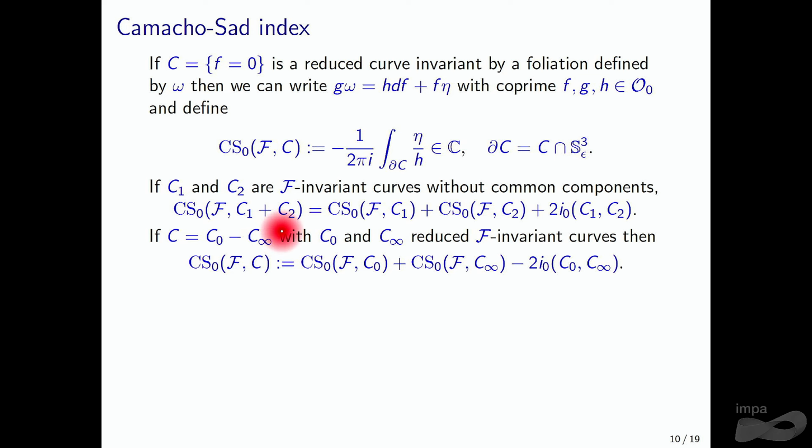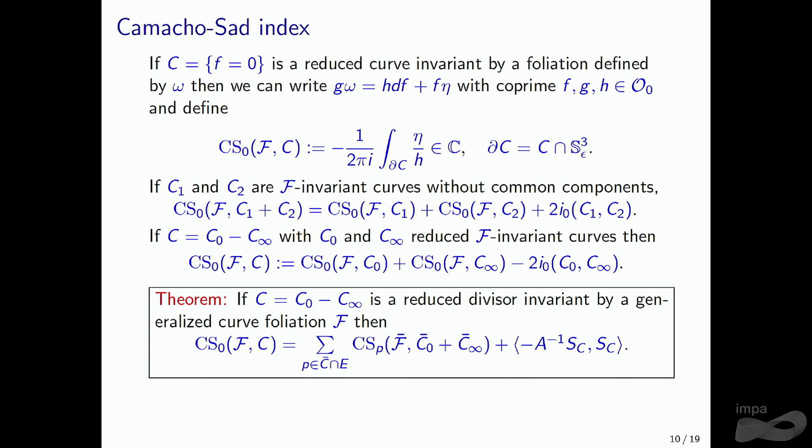The Camacho-Sad index of a sum of curves behaves in this way, and we define the Camacho-Sad index of an adapted divisor with weights plus or minus 1 of this form. Then we obtain a result. It's not strange that we cannot express the Camacho-Sad index in terms only of the intersection matrix, because this is an integer, and the Camacho-Sad is a complex number in general.